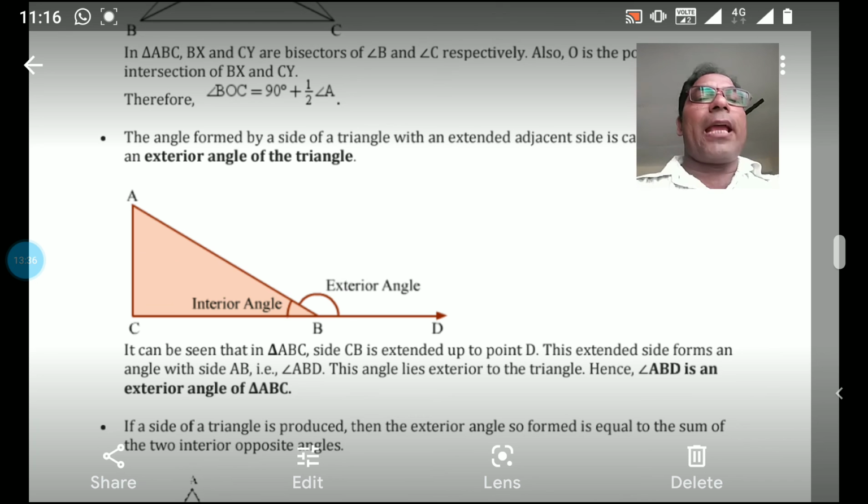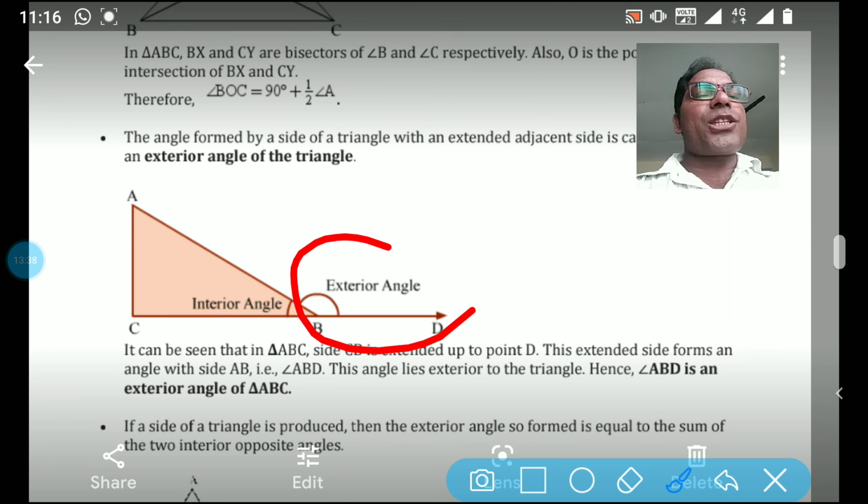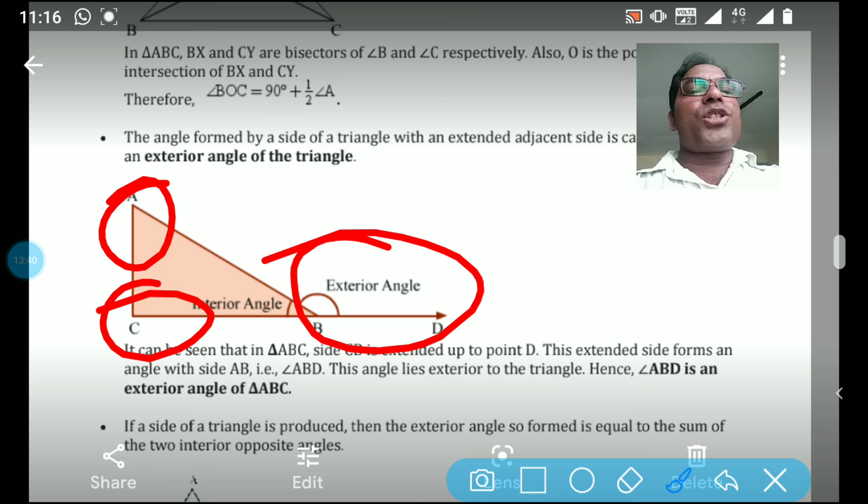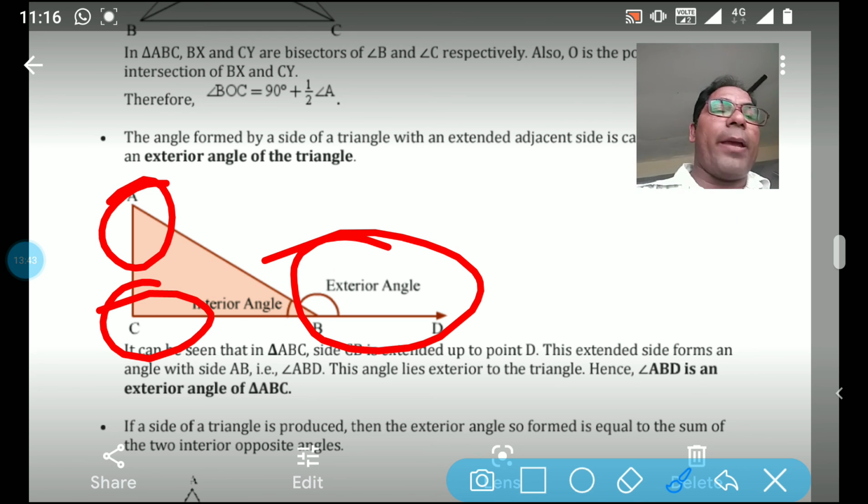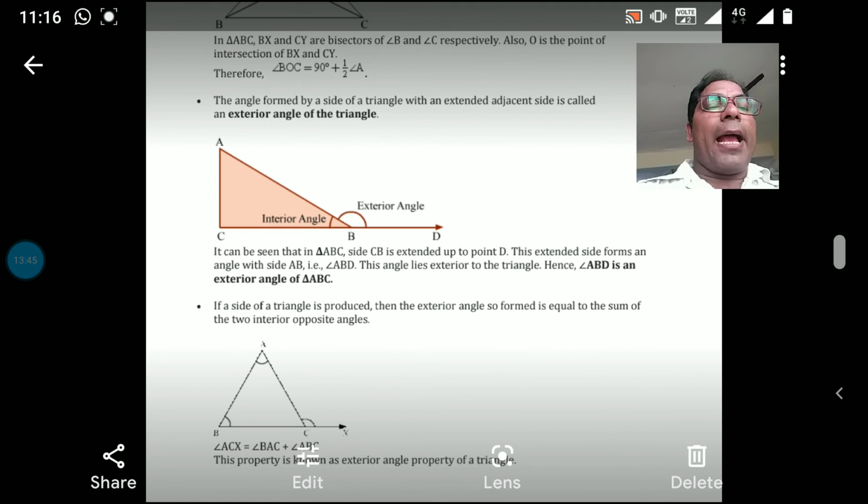Okay, the exterior angle property you know already. This exterior angle will equal the sum of the opposite interior angles in a triangle. Okay, so these were the points, students, as a revision.